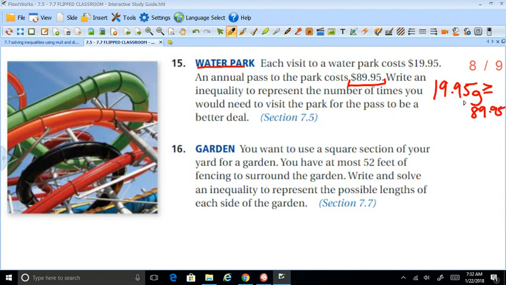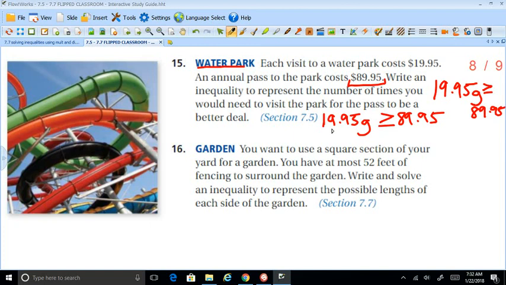So we're not solving this, we're just writing it. $19.95 every time we go is greater than or equal to $89.95. And if you actually solve for G, divide by almost $20, that'll tell you your break-even point. How many times you must go for it to be a better benefit.